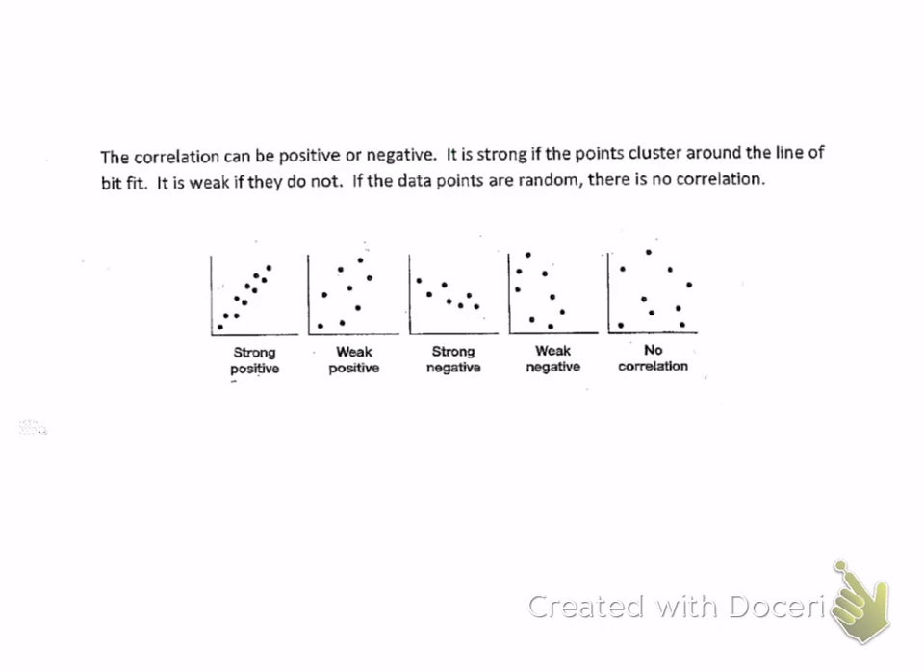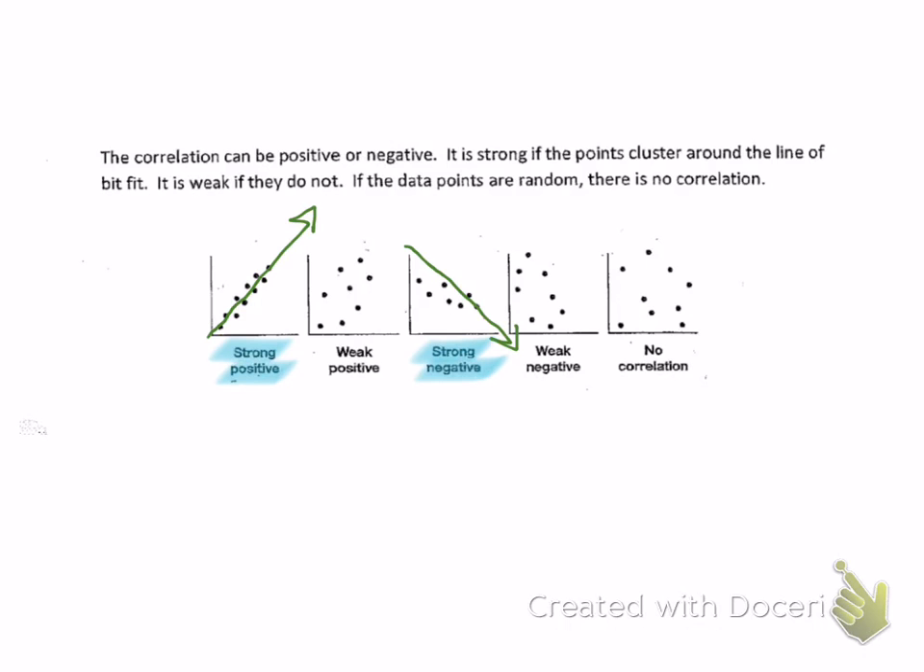The correlation can be any of these 5 types. It can be positive or negative, and that just is based on if you drew a line down the center of the data, a line of best fit, does it have a positive or a negative slope? If it's positive, it has a positive correlation, and if it's negative, it has a negative correlation.